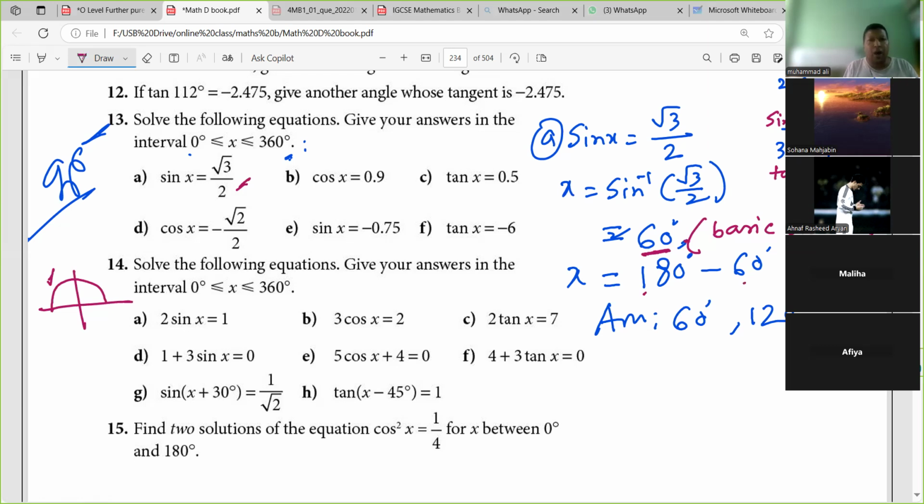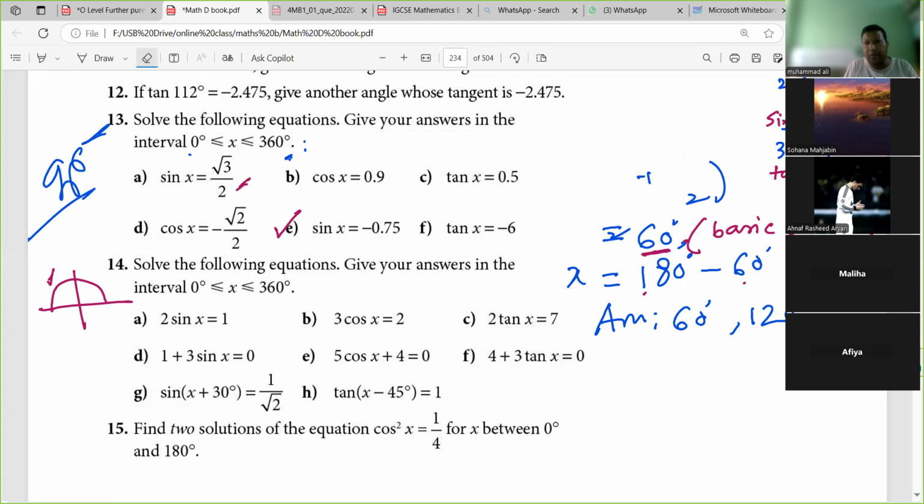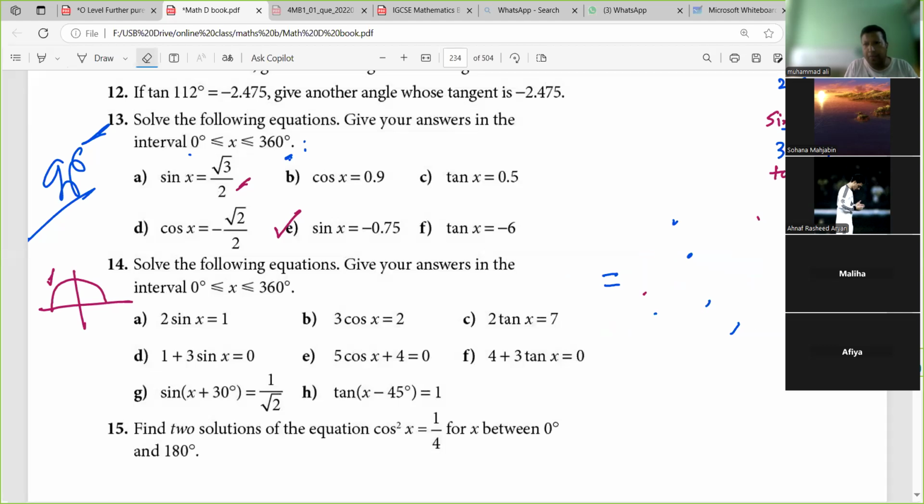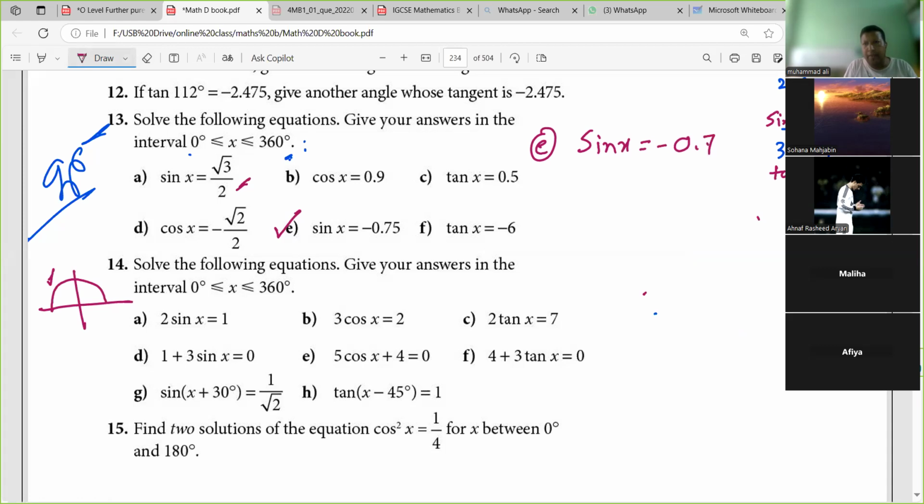Yes, sir. So I want to show you another, slightly different maths, like question number E. I will try to solve question number E. You may copy these things. Now try to observe question number E. It is sine x equals minus 0.75.